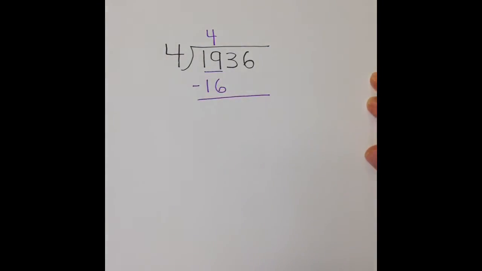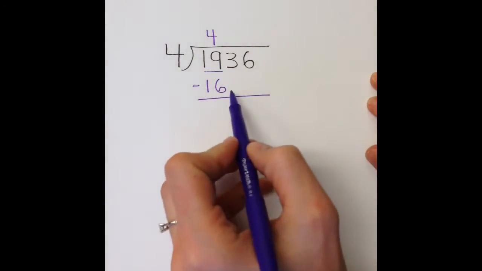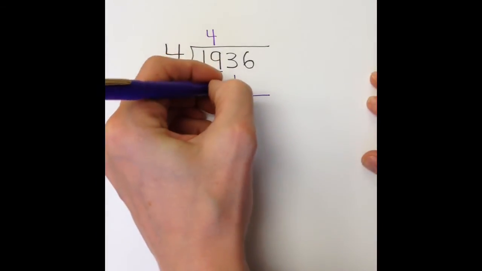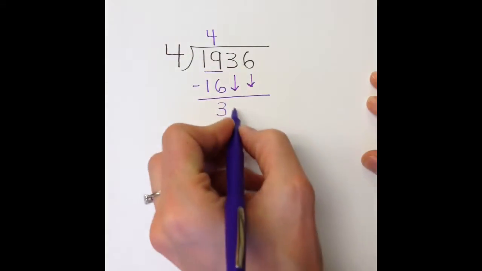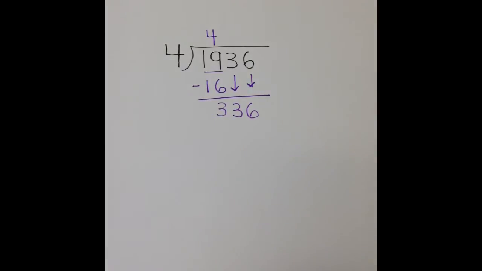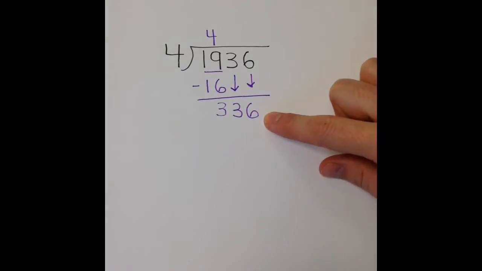Now I need to see what's left over. So 19 take away 16 is 3. And then you have to bring down the numbers that you haven't divided yet. Now I still have 336 left over to divide.